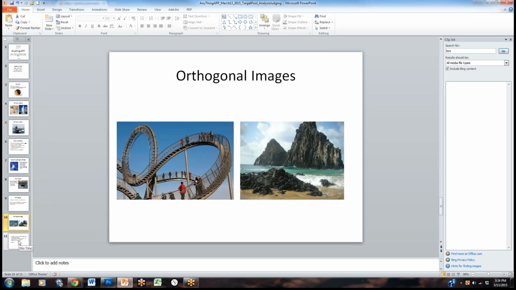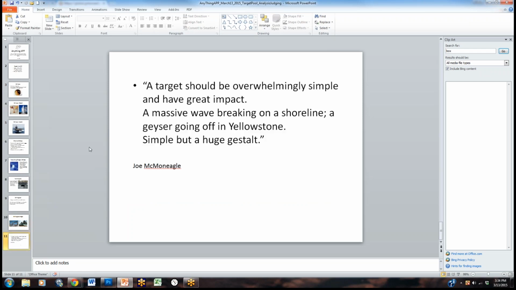Okay, go ahead, John. Last slide is a quote. I don't know if I wrote this down in speaking to Joe or pulled it out of one of his books, and he was very emphatic about it. A target should be overwhelmingly simple and have a great impact. A massive wave breaking on a shoreline, a geyser going off in Yellowstone. Simple, but a huge gestalt. And I tend to agree with the idea of simplicity on that.